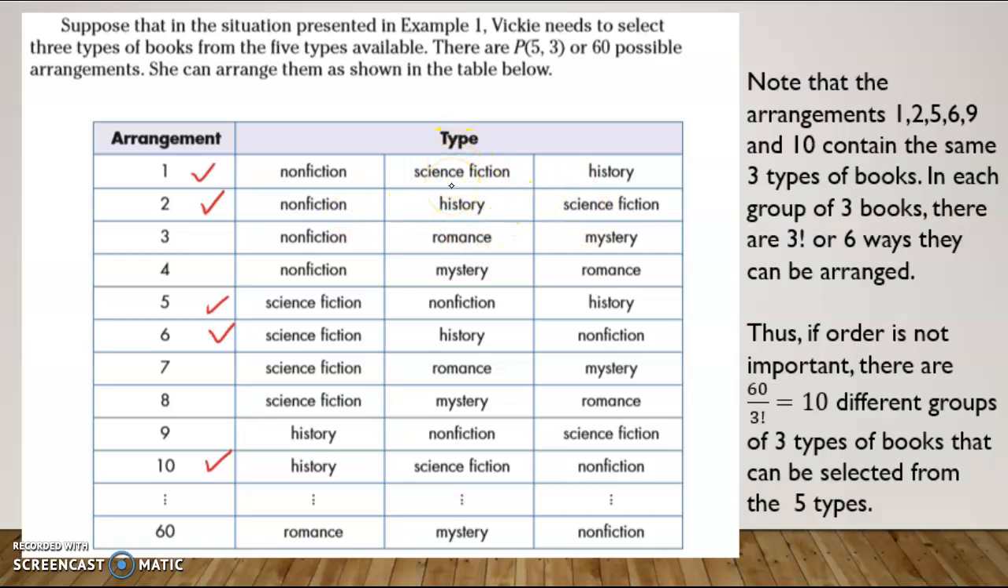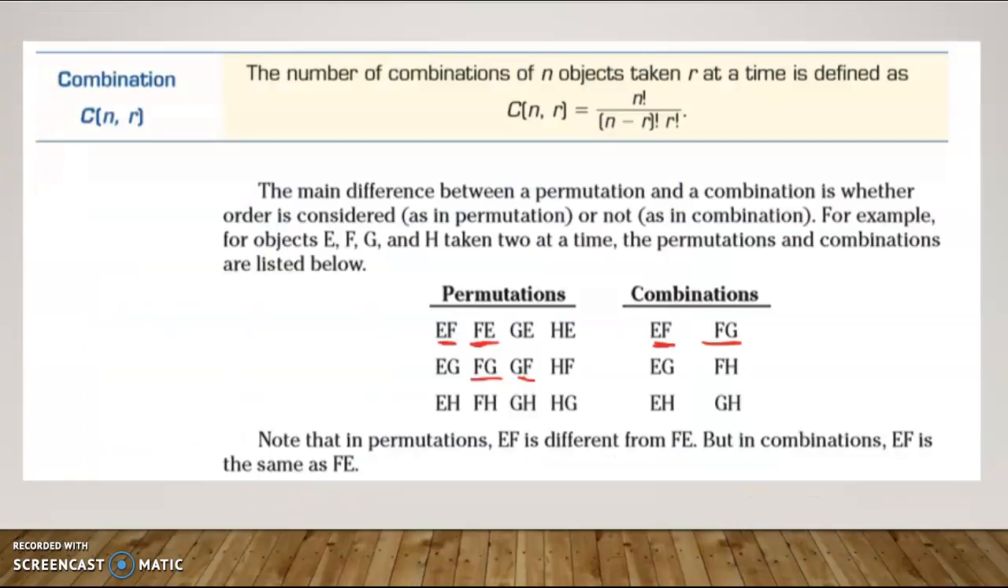But when you're dealing with this type of thing, if you've got 3 books like this, that's really the same thing as the 3 books here. And that's where something called combinations comes into play. Okay? In a combination, EF is considered to be the same thing as FE. So you end up dividing by a lot more than you have before.